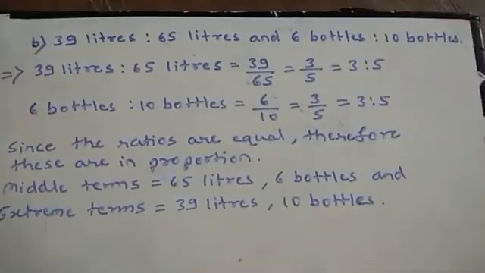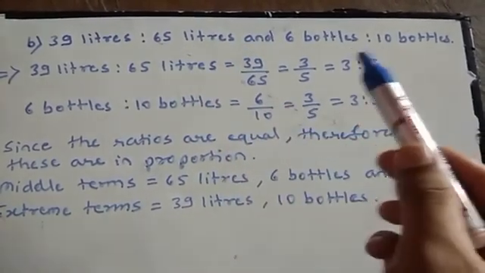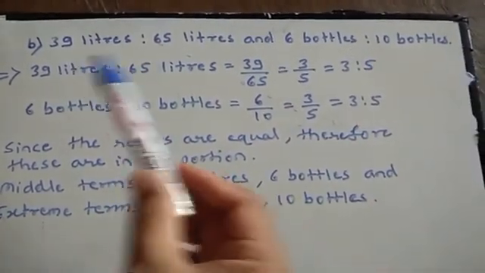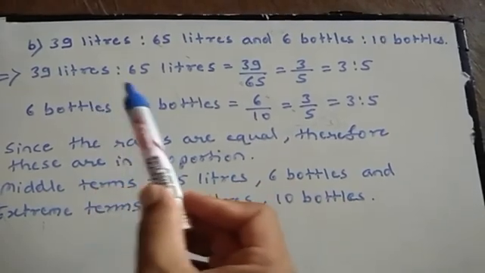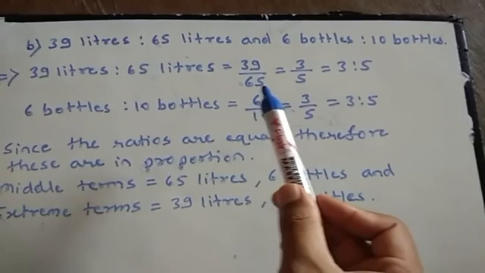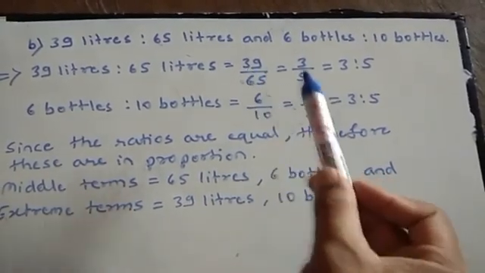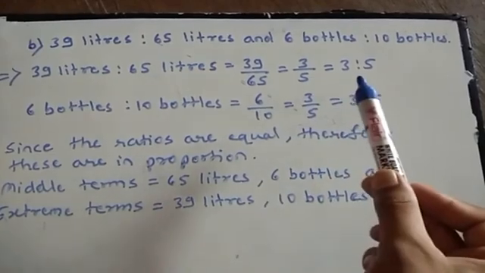See one more example here: 39 liters is to 65 liters and 6 bottles is to 10 bottles. Now first take the first ratio, that is 39 liters is to 65 liters, that is 39 upon 65. Here both the numbers are divisible by 13. So 13 3s are 39 and 13 5s are 65. So the first ratio we got as 3 is to 5.